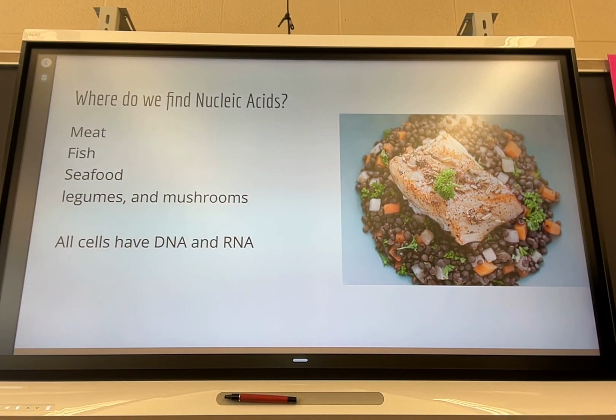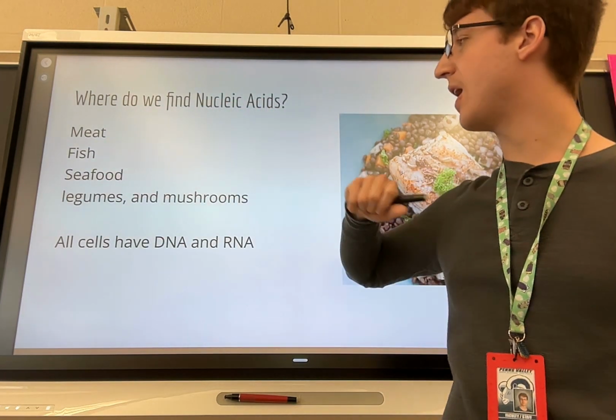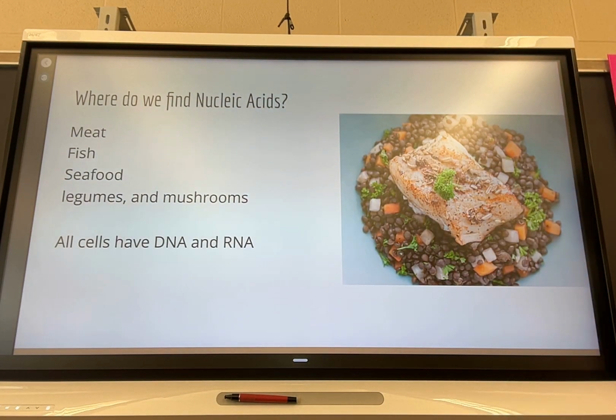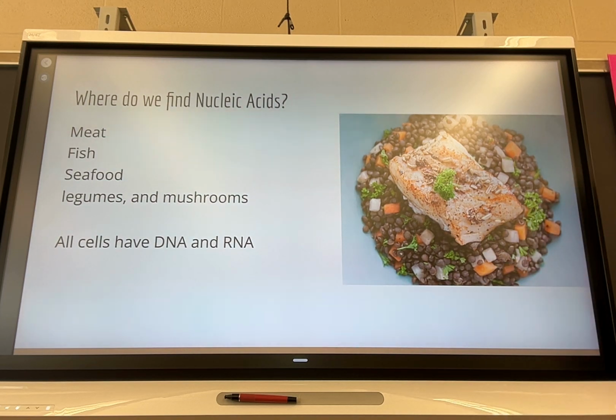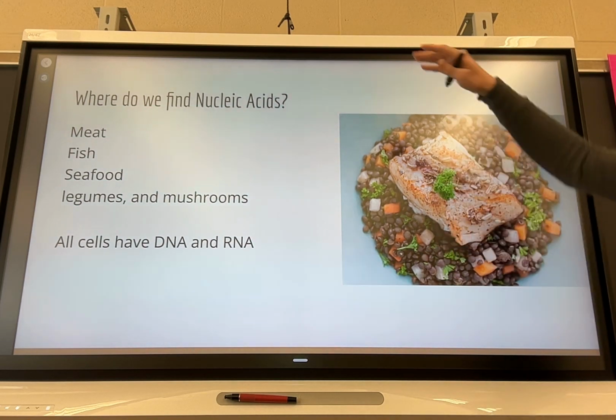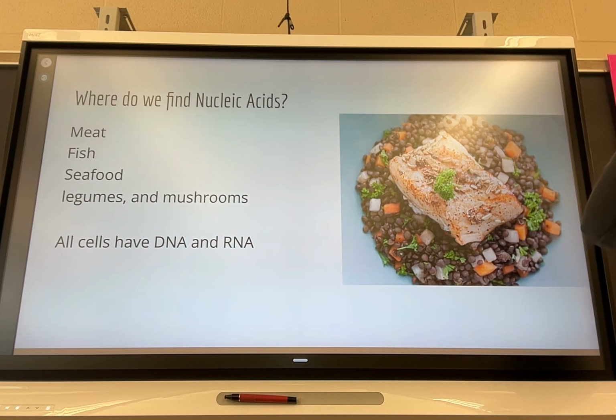Where do we find nucleic acids? Well, nucleic acids are actually used to code for proteins. So anywhere that you can find proteins, you're likely going to find nucleic acids there coding for them. So again, your fish, your meats, your seafoods, your mushrooms, your legumes, all of those are going to have nucleic acids because in order to get those proteins, they have to be made using the code found in nucleic acids.